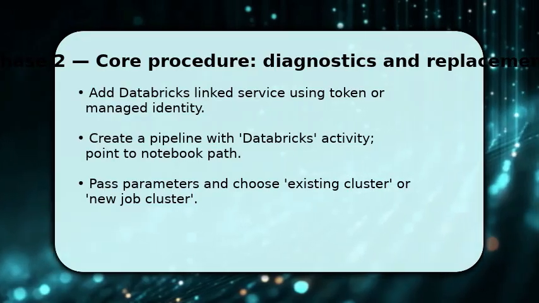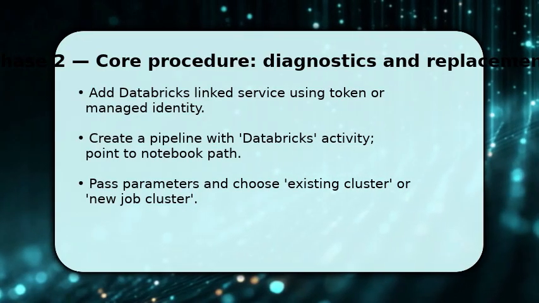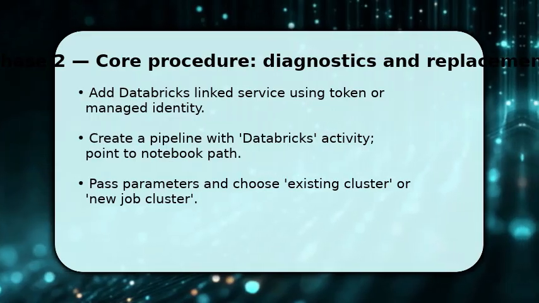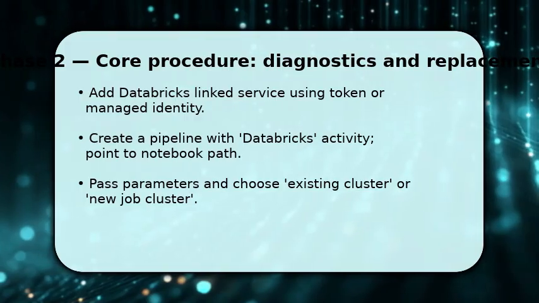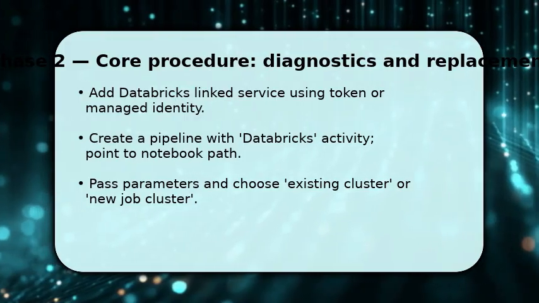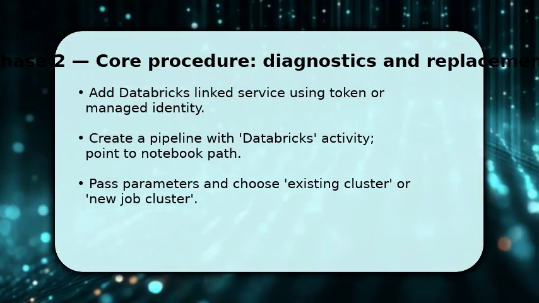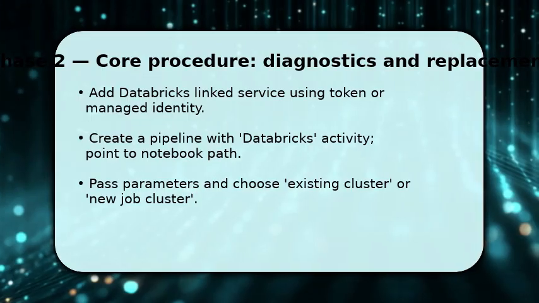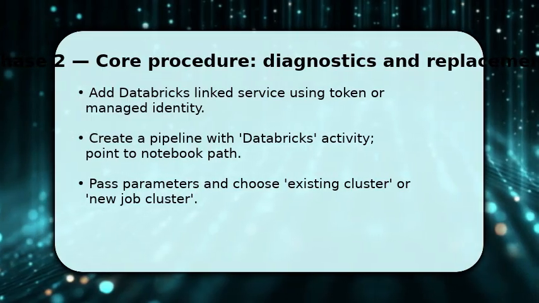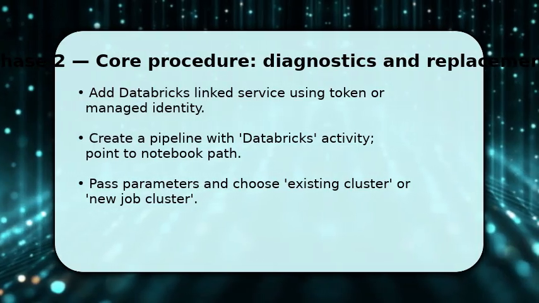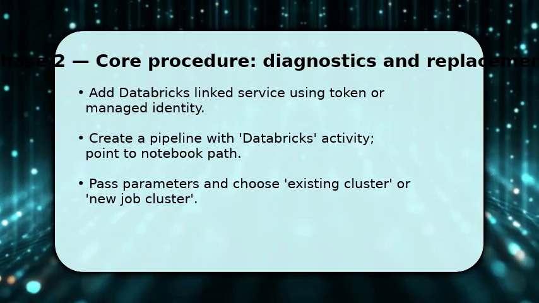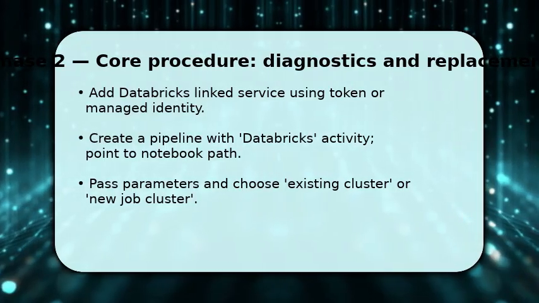Add a Databricks linked service in ADF and authenticate with the token or managed identity you prepared. Then create a pipeline and drop in the Databricks activity. Set the notebook path and choose whether to use an existing cluster or spin a job cluster. You can pass parameters, mount storage, and set timeout. Use expressions for dynamic paths and test with a small notebook cell to validate connectivity before running full jobs.